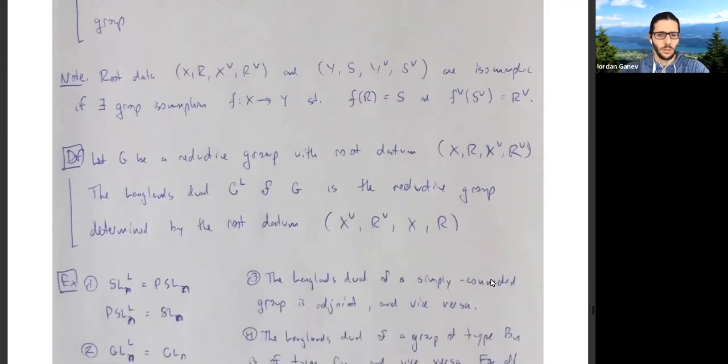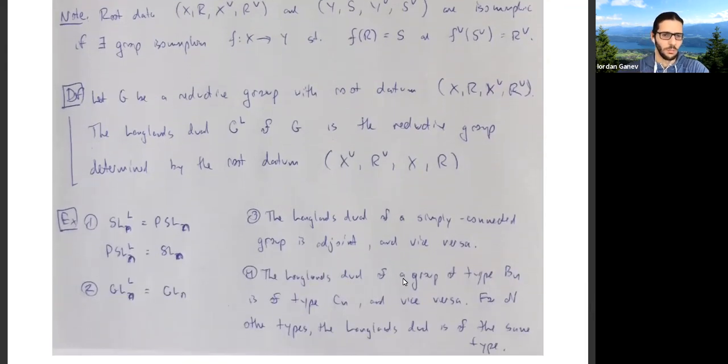And I just said, without too much explanation, that Langlands duality switches adjoint and simply connected. So in particular, SLn and PSLn get switched under Langlands duality. We saw that for n equals 2 in the concrete examples. And GLn is sent to itself under Langlands duality. We saw that for the n equals 2 case. And usually the Langlands dual is of the same type, except for Bn and Cn where they get switched.